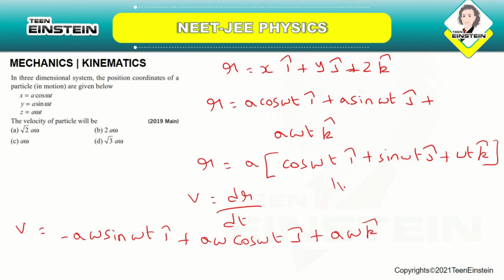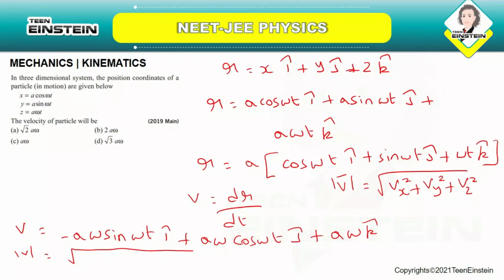So, the magnitude of velocity is given by root of vx square plus vy square plus vz square. Okay. So, you will be writing this as modulus of v is equal to root of vx square, which is minus a omega sin omega t, I component, the whole square, plus a omega cos omega t the whole square, plus a square omega square.